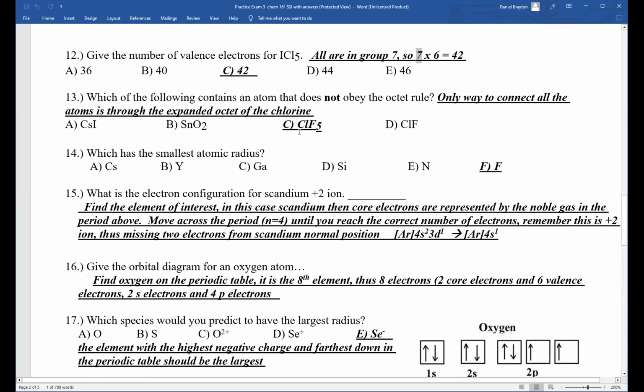Then it must be C, right? It's got 5 fluorines. Fluorine only makes 1 bond, so they have to all be bonded to the chlorine. And that would mean, at the very least, that chlorine has 5 bonds times 2 electrons, 10 electrons around it. That's obviously more than 8. So the only answer that makes any sense is C.